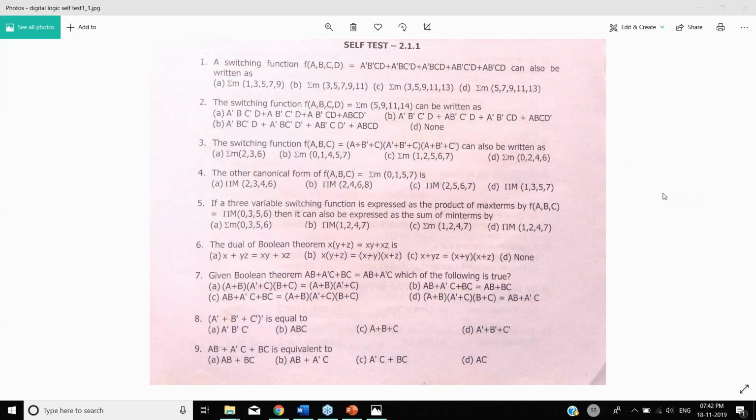Yes, Soumya, is there any problem? Do the question one and type the answer.